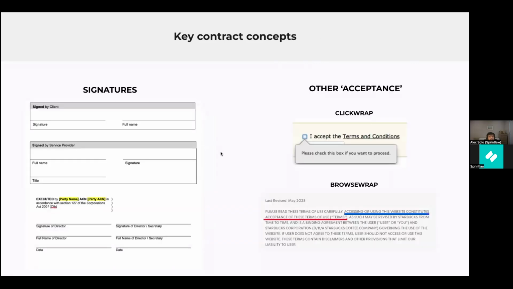And then finally, you have your signatures section or element of a contract. Typically in a formal written agreement, there is a place for the parties to sign. They can enter their name. They can enter their signature. We have in the bottom left corner the formal way that a company, a PTY Ltd company, is meant to sign an agreement, where the directors of the company actually sign the document.